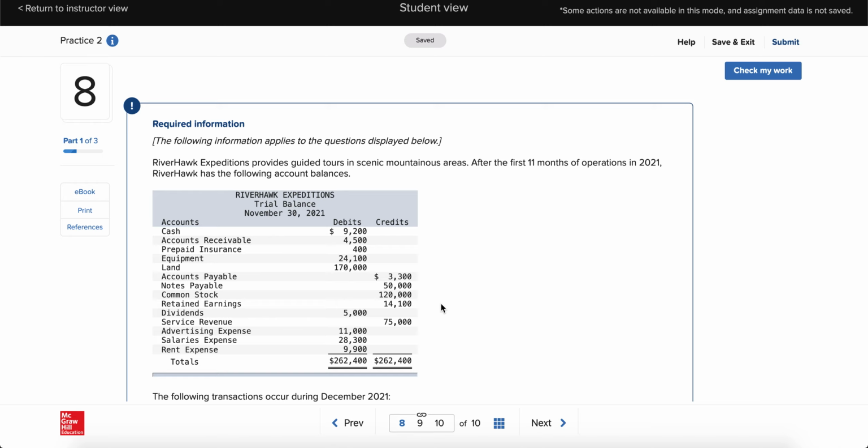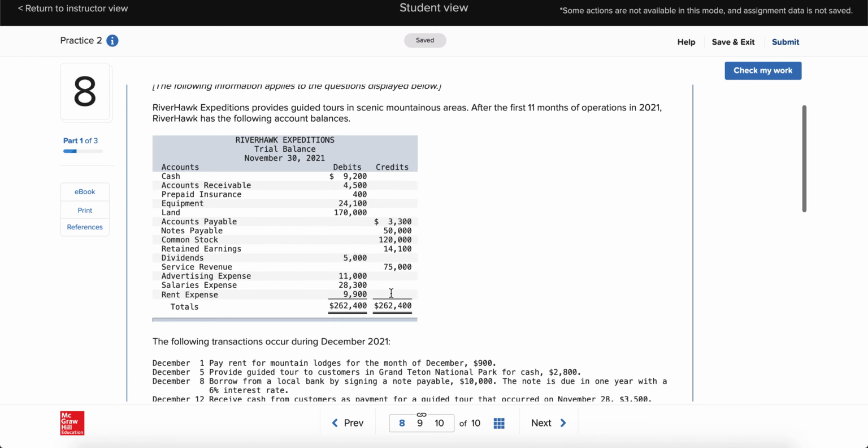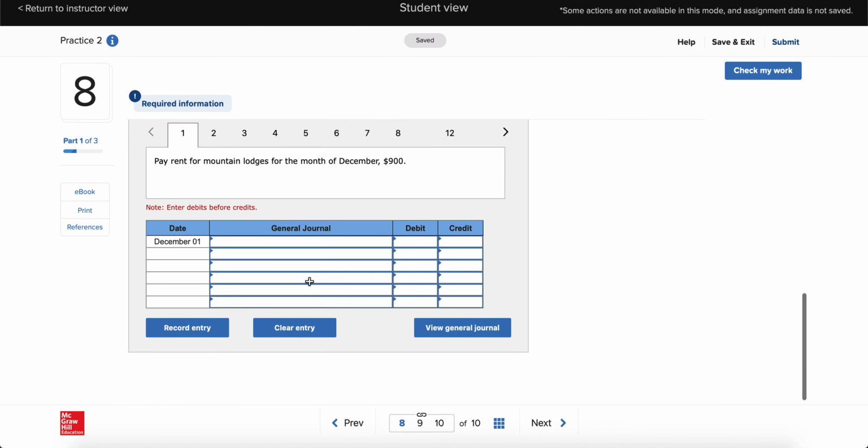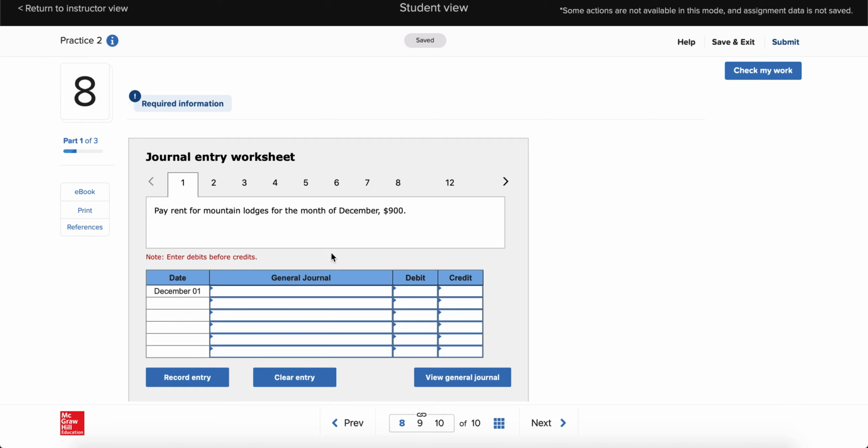Okay, so the first part is very similar to what we've already been doing. We have a list of transactions here, and then we're going to journalize those transactions and then post them and then prepare a trial balance based upon the ending balances in the general ledgers, which is part 9 here. And then the trial balance will be question 10.